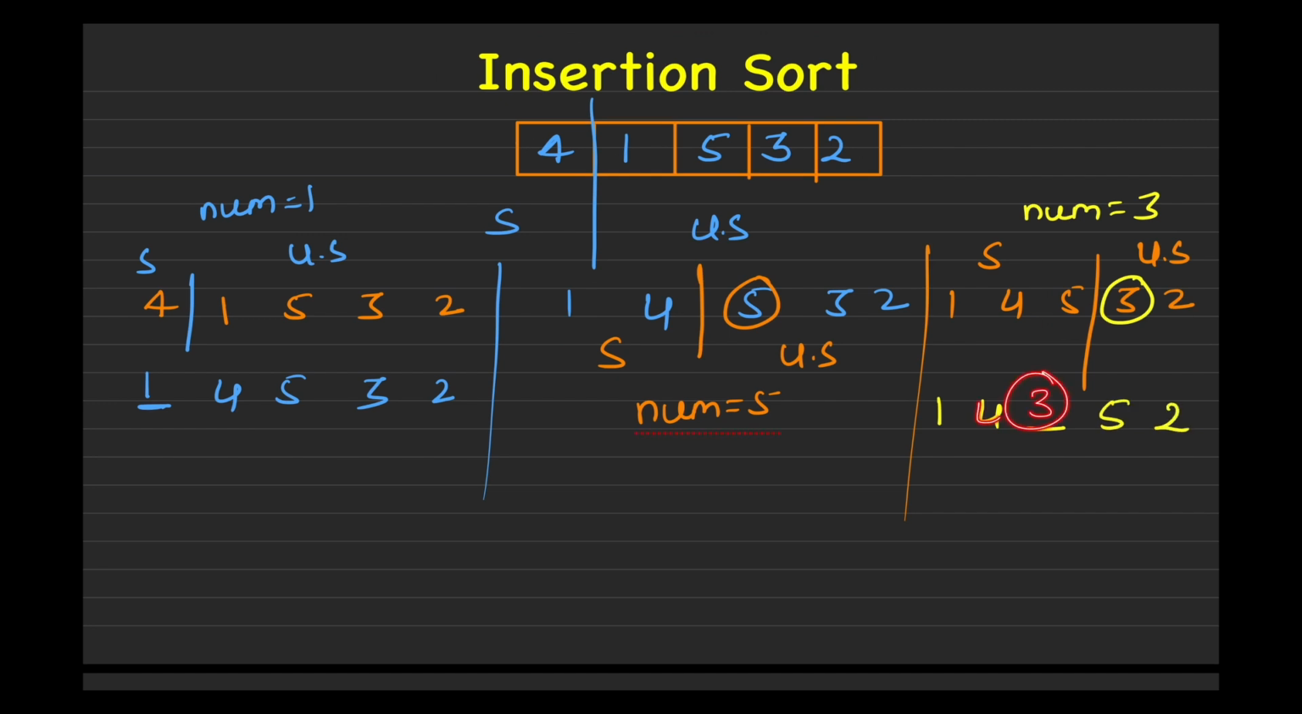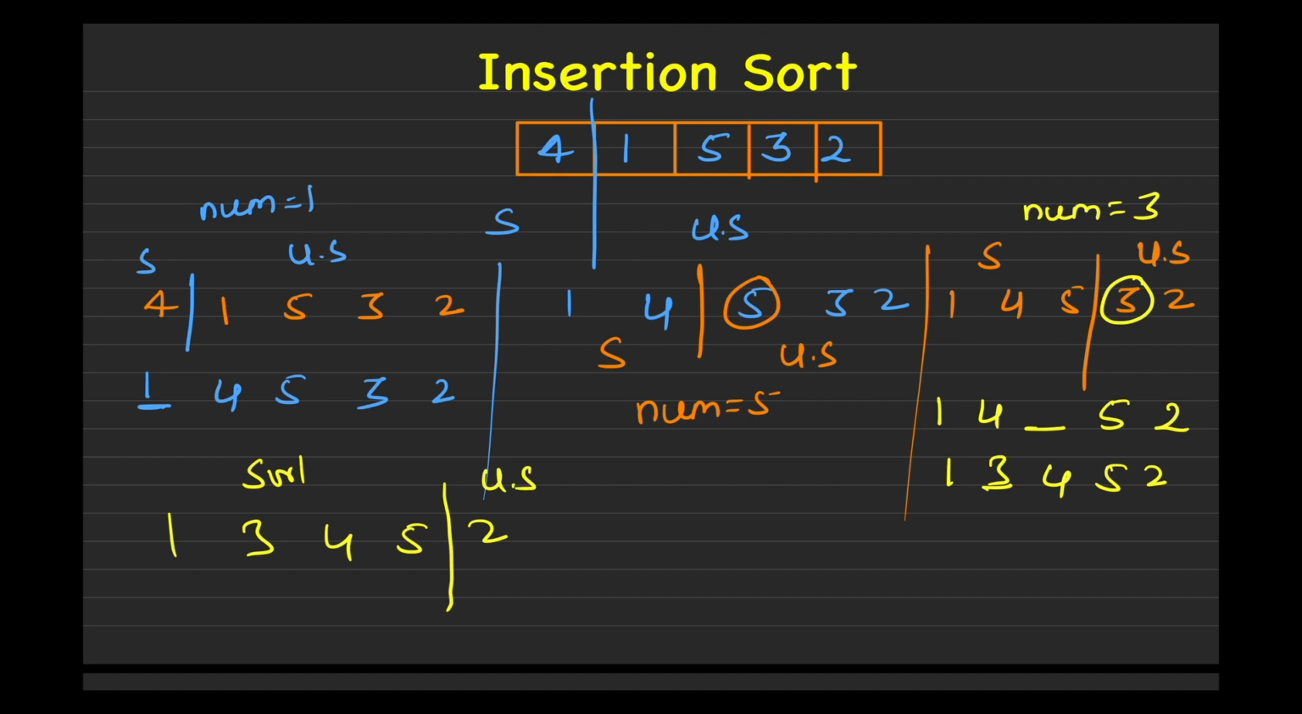No, because there is an element which is greater than 3. So I need to transfer 4 to the right side. So 1, an empty space, 4, 5 and 2. Now can I put my 3 over here? Yes, because 1 is less than 3, so I can put 3 at its correct position. So in the third iteration I got 4 elements sorted. Let's move on to the next iteration, 1, 3, 4, 5 and 2. Now there are 4 elements under the sorted part, and the remaining 1 comes under the unsorted part.